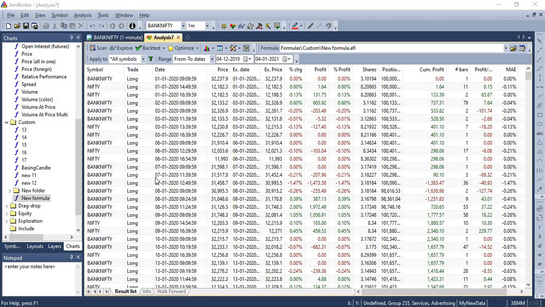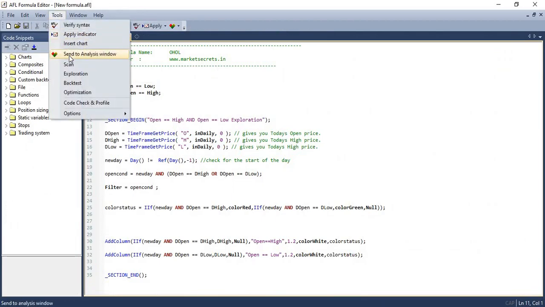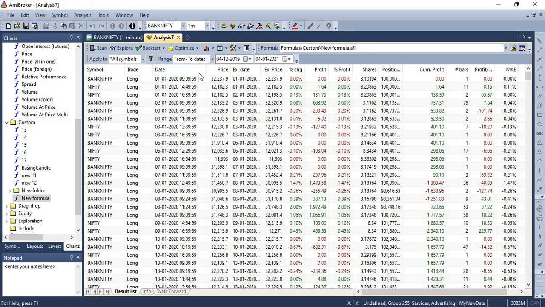For this specific session, I have used one of the scripts that we have developed in earlier episodes. So you don't have to worry about the scripts. This particular script was developed in one of the earlier episodes in this series itself, so I'm not going to go into the details of it. Let's send the script to the analysis window. Now I've sent the script to the analysis window.